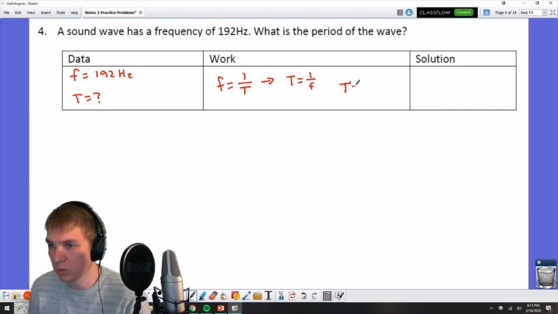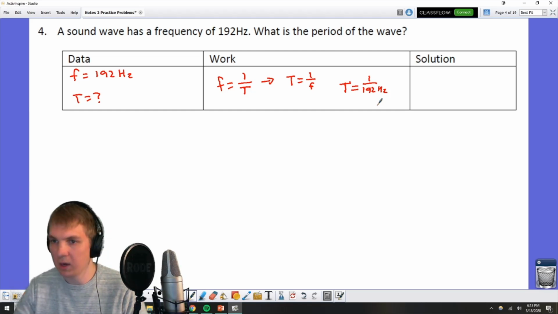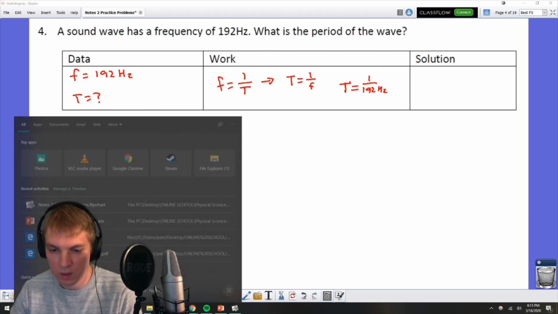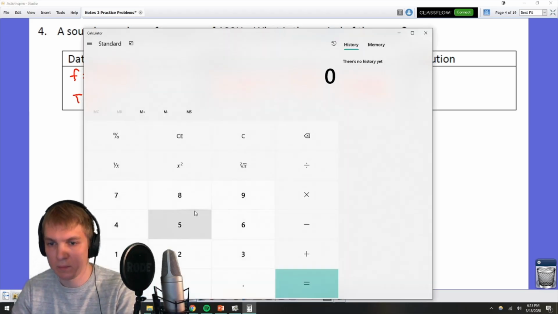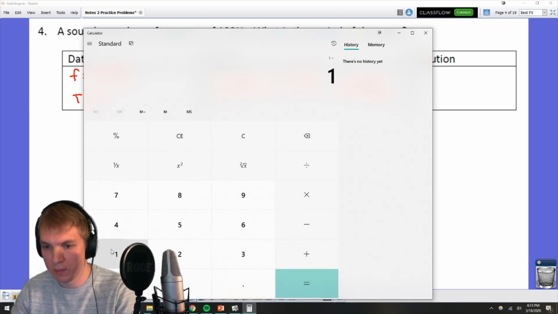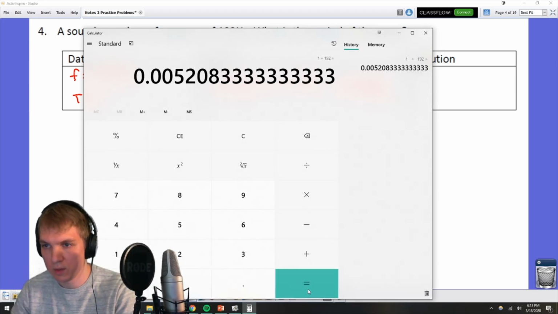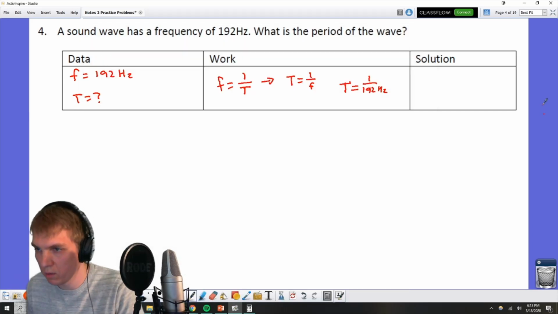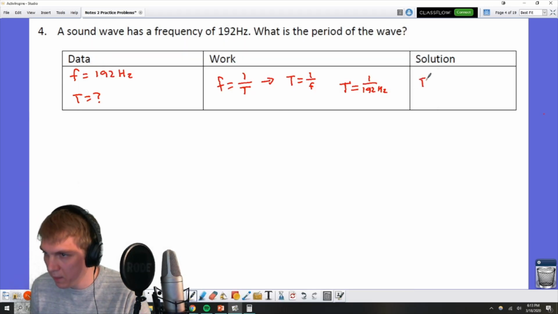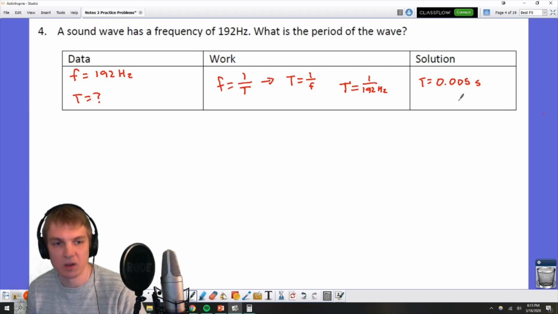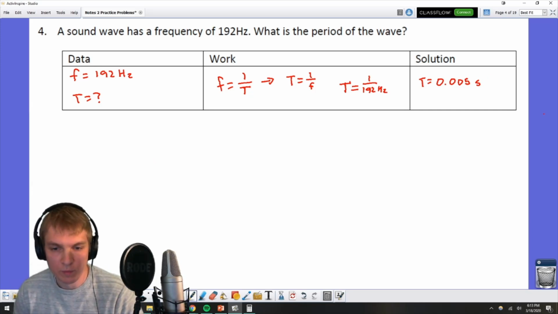So T is equal to 1 over, in this case, 192 hertz. All right, and I don't have a calculator on me, but if I pull one out, 1 divided by 192 gives us a really small number, 0.005 is where we're going to leave it off. So T is equal to 0.005 seconds. Don't forget the unit is seconds there. So that's problem number 4.